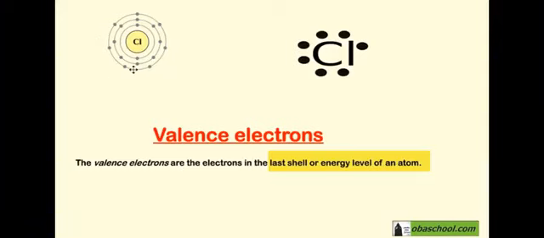This was the Lewis dot structure of chlorine, which has 7 valence electrons.